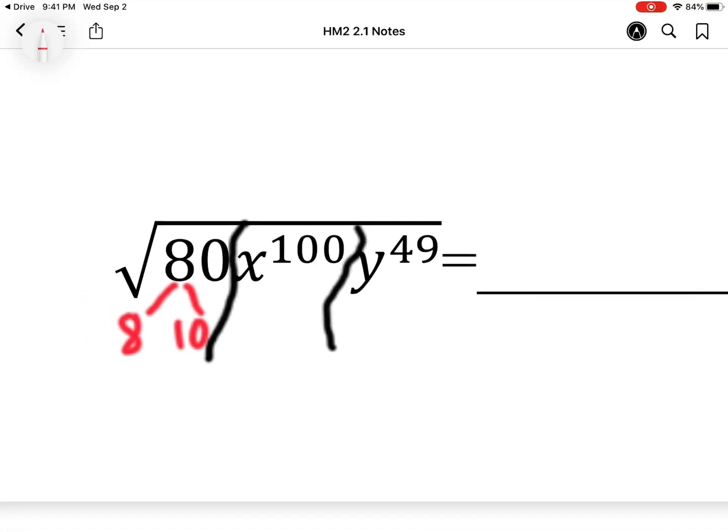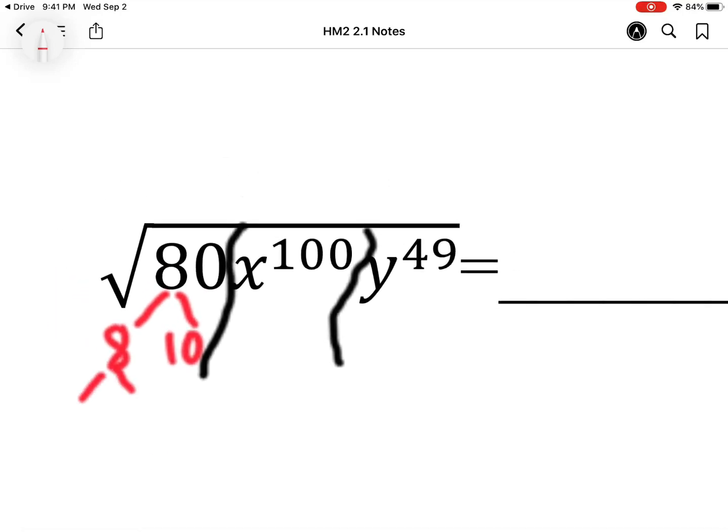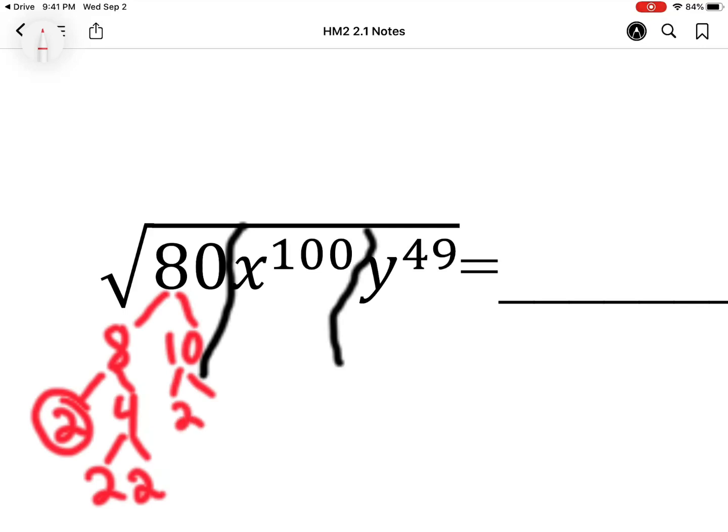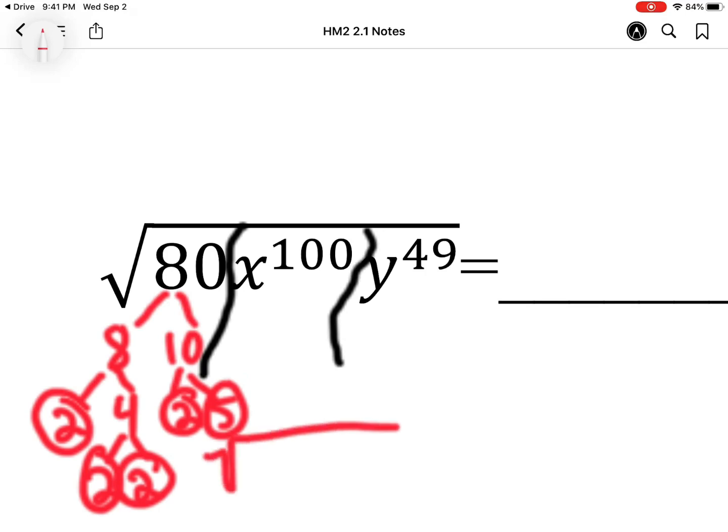80, we've got 8 and 10. Then we've got 2 and 4. And we've got 2 and 2. 10, we've got 2 and 5. So that means for the 80, we have 2 times 2 times 2 times 2 times 5.